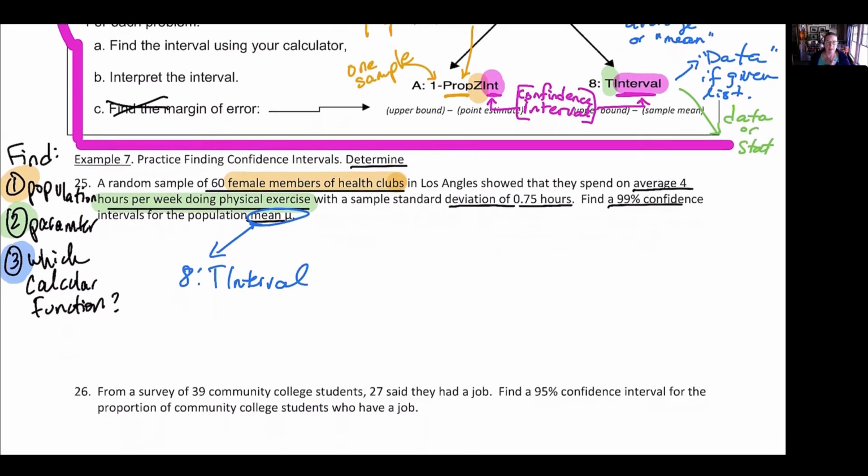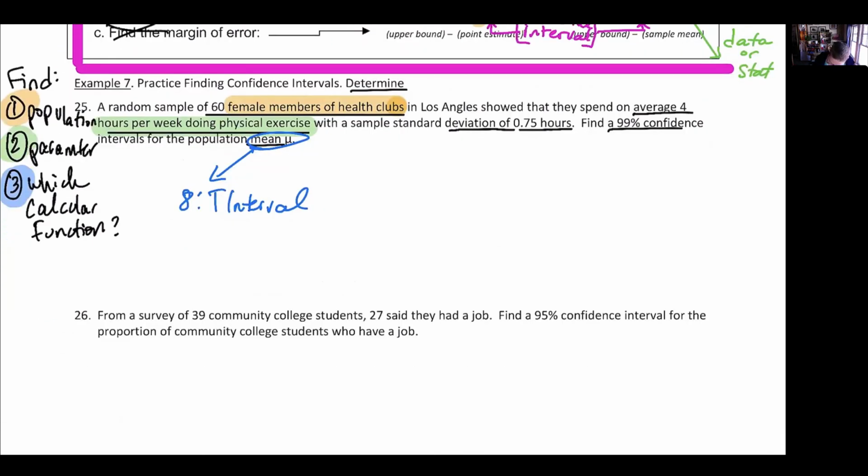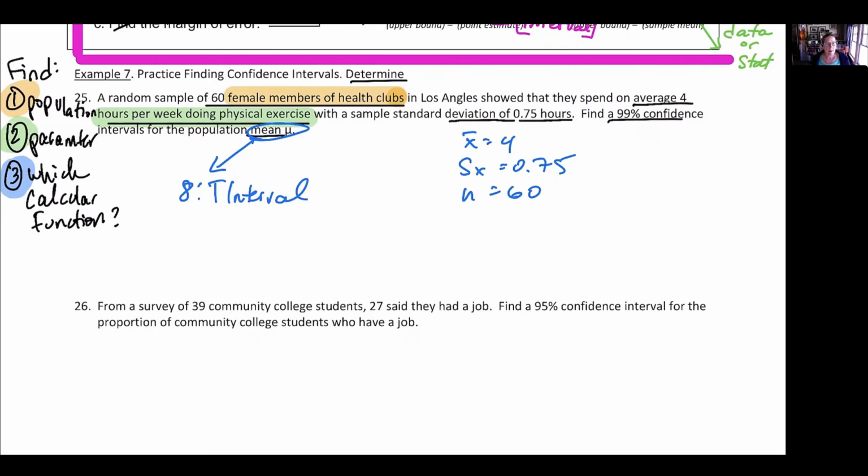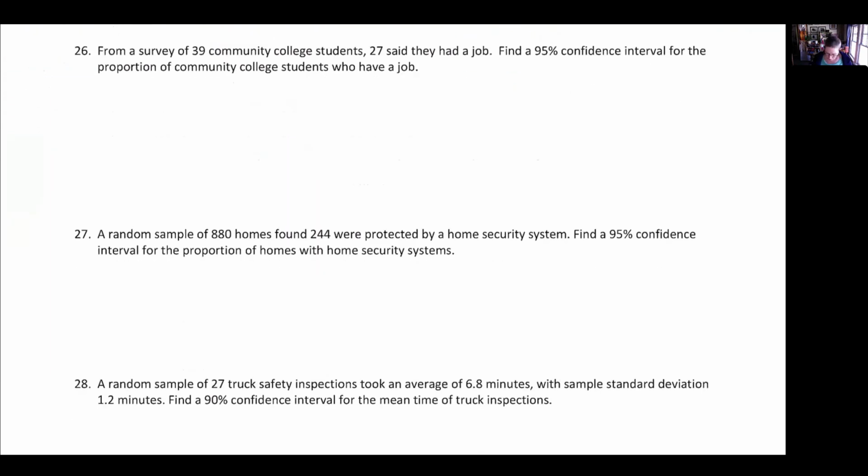Okay, let's go on to 26. While we're here, I'll just tell you that here we have x bar is 4, s of x is 0.75, and n equals 60, just to make sure that you're all clear what to put in your calculator. Okay, 26. A survey of 39 community college students.